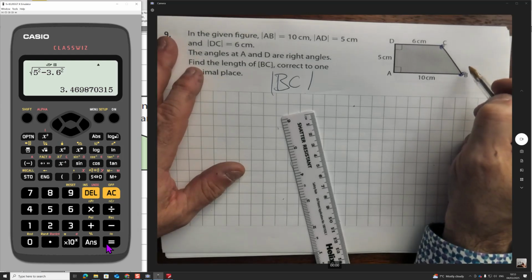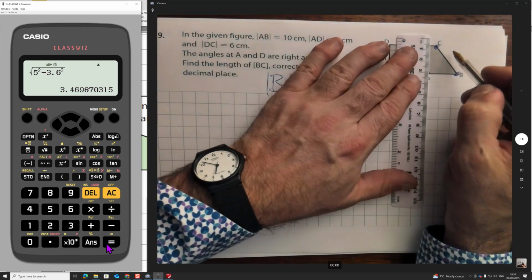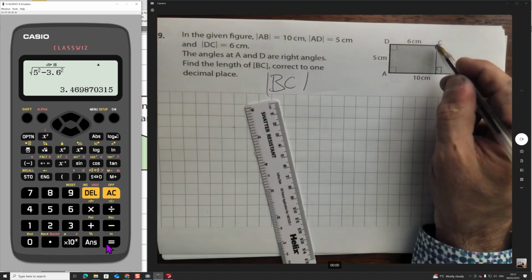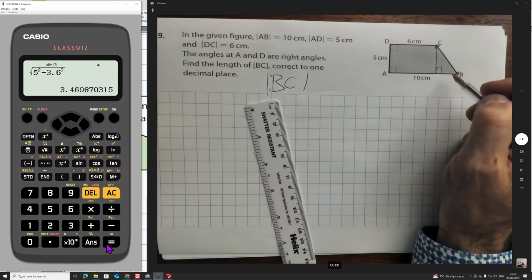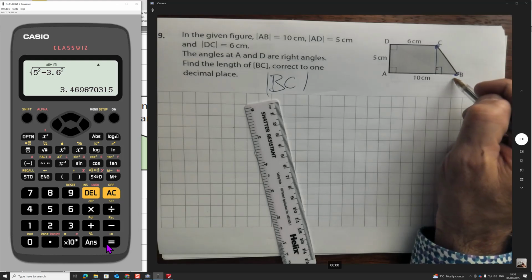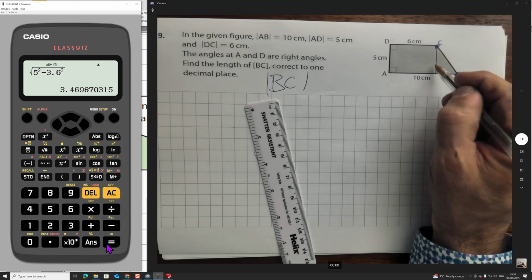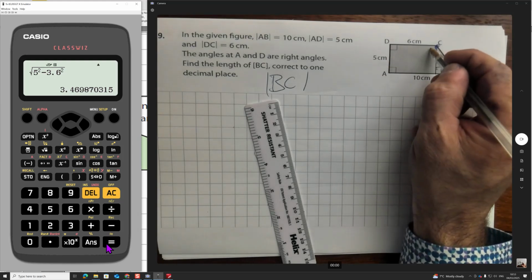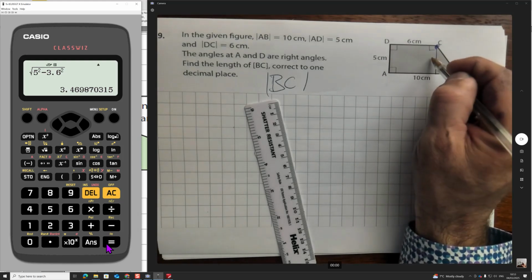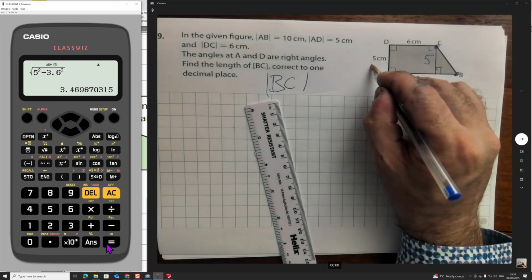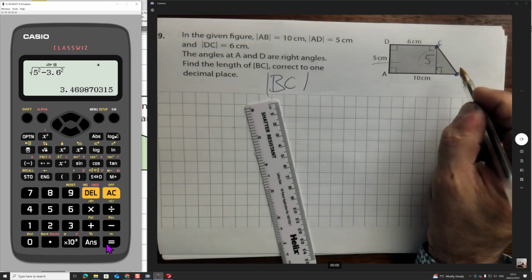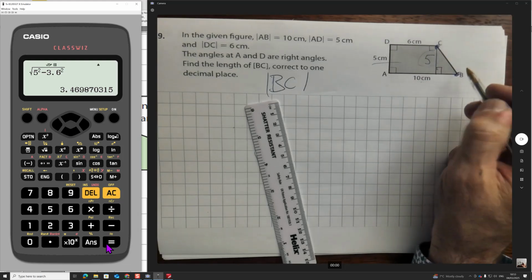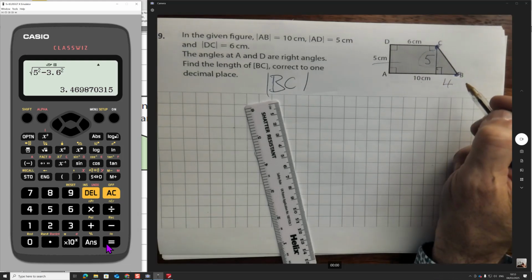Make a plan. My plan is to construct a right angle triangle here by dropping a perpendicular. Calculate the length from here to here and from here to here. Because it's a rectangle, opposite sides of a rectangle are the same, so I can bring that 5 over there. And because it's a trapezium and this is straight and this is straight, 10 take away 6 is 4.